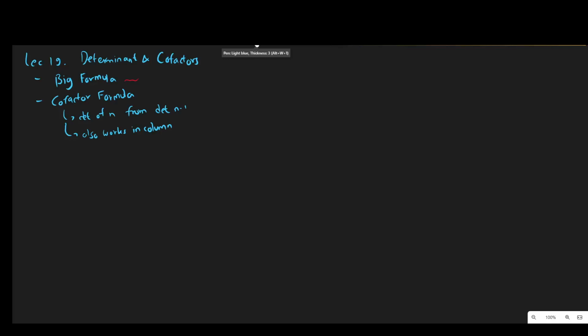Hello, so this is the first part of my review of lecture 19, Determinant and Cofactor. There are only two things that are important in this chapter. The first one is the big formula and the second one is the cofactor. So let's start with the big formula, and let me start with the 2 by 2 example.